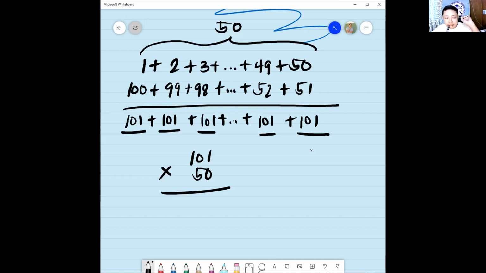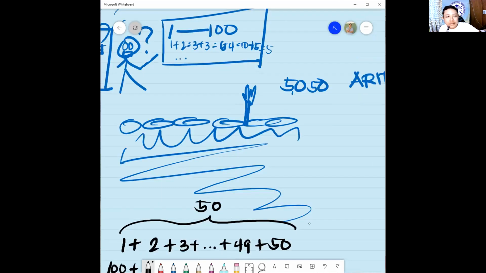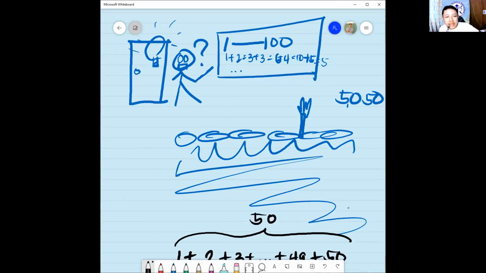So, when I multiply this po, 5 times 1, that's 5. 5 times 0, that's 0. And 5 times 1, that's 5. Therefore po, the sum of all the numbers from 1 to 100 is 5,050, said the boy. And so, the teacher was so ashamed of himself.